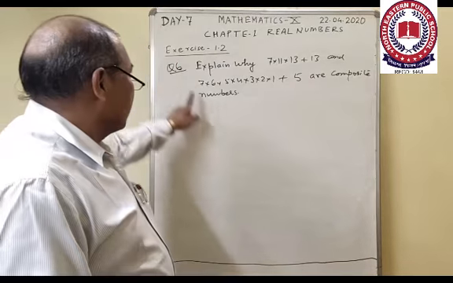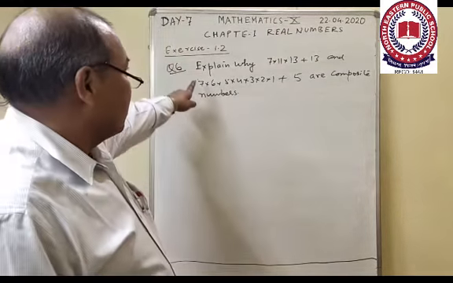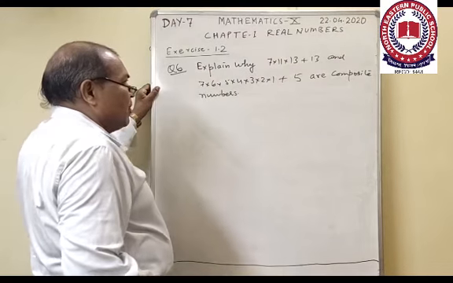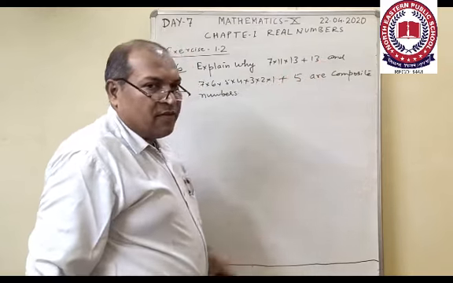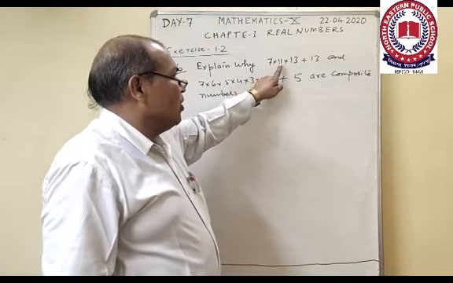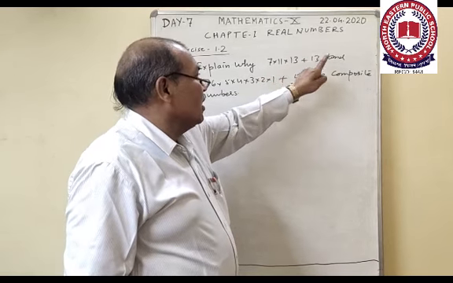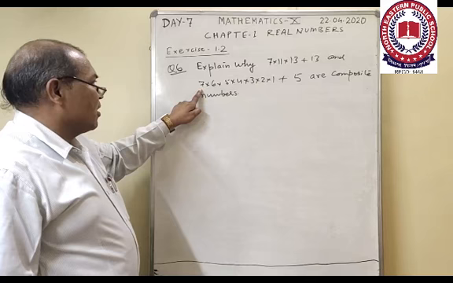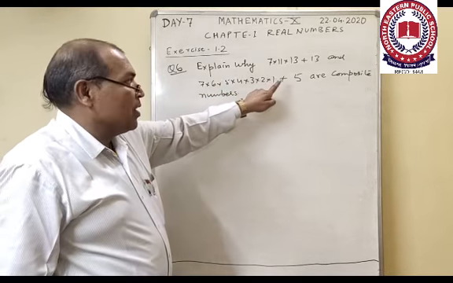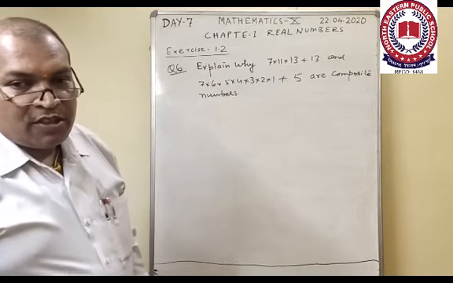Again, come on for the next question. Question number 6 of the same exercise 1.2, in which some expressions are given of the product and sum of numbers. One is given here 7 into 11 into 13 plus 13. And another number is given here 7 into 6 into 5 into 4 into 3 into 2 into 1 plus 5. Both we have to check whether it is a composite number or not.